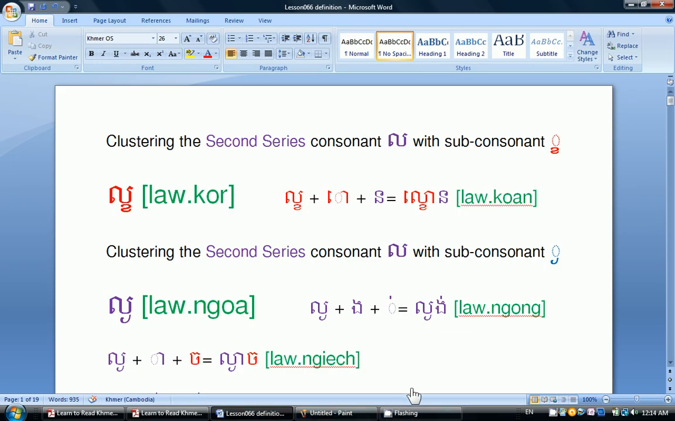Let's look at clustering the second series consonant law with subconsonant ka. Subconsonant ka is a first series subconsonant, so its cluster also follows the first series consonant.